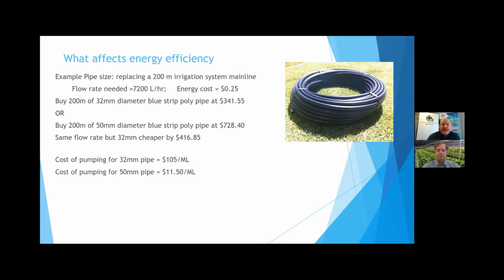So in actual fact, there's a $93 per megalitre difference by using the different pipe sizes, and that $417 you save on buying a small pipe only lasts for the first 4.5 megalitres. After that, you're actually paying an extra $92 per megalitre pumped.